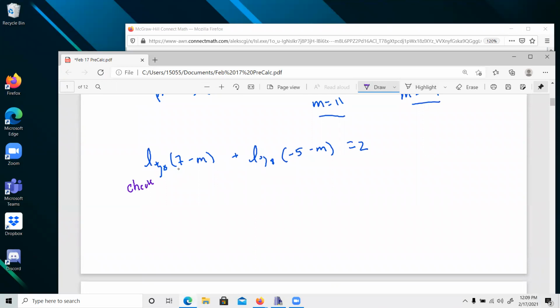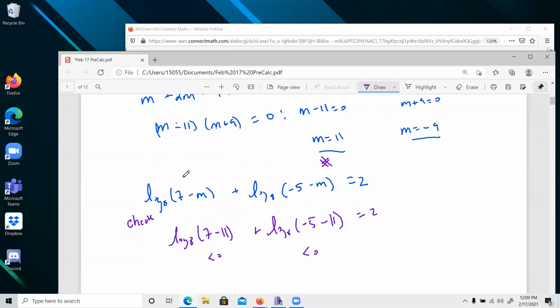I don't want to do this one by inspection, because it's a little bit harder. So we have log base 8 of (7 minus 11) plus log base 8 of (negative 5 minus 11). I don't like either of these two. This is negative, this is also negative, so I don't think 11 is going to work.